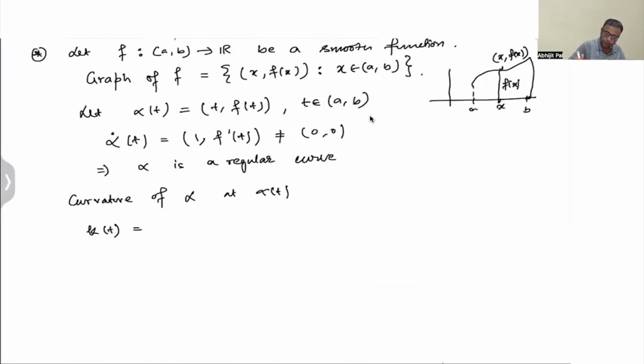Okay. So therefore, the curvature will be equal to mod of f''(t) divided by (1 plus f'(t) squared) whole to the power 3 by 2. Okay. So this is the curvature of alpha at alpha(t). All right. So now let us first do some examples.